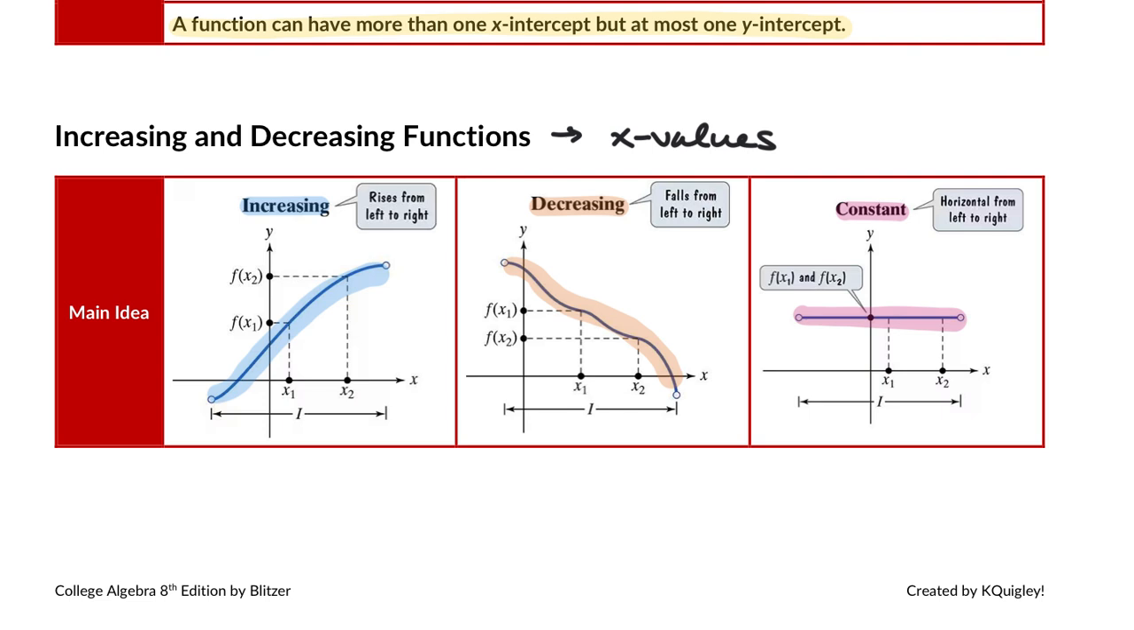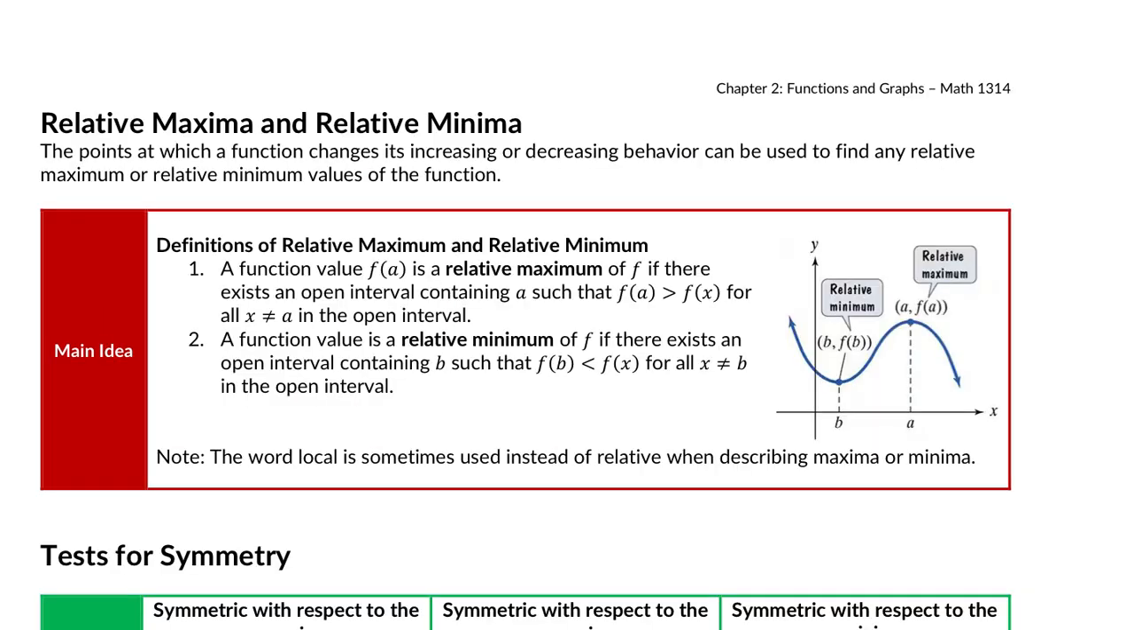There's so many things we can talk about when it comes to functions, including the relative maxima and relative minima, which is a plural version of maximum and minimum. That's how you make those words plural. The points at which a function changes from increasing to decreasing or vice versa can be used to find any relative maximum or minimum of the function. If you are changing from decreasing to increasing, we create what's called a relative minimum. If you're looking for where you change from increasing to decreasing, that's a relative maximum.